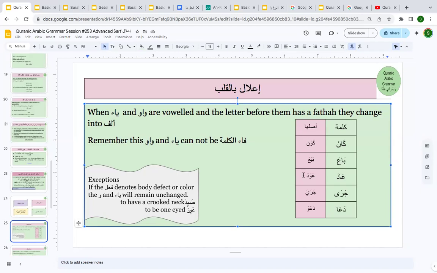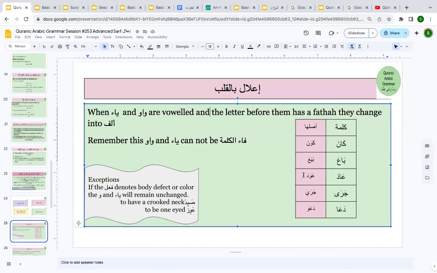And alif goes with fatha. We have covered that in the past. What is a friend of alif? Which haraka is a friend of alif? Fatha. Which letter is friends with kasra? Ya is friends with kasra. Which letter is friends with waw? With dhamma, sorry. Yes, waw is friends with dhamma, right?